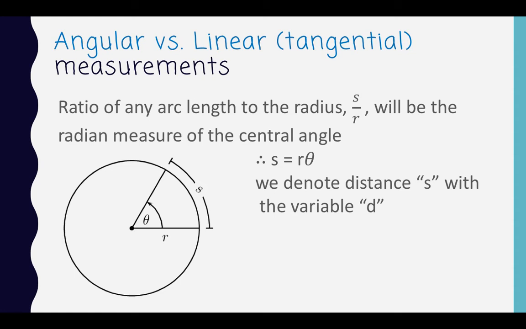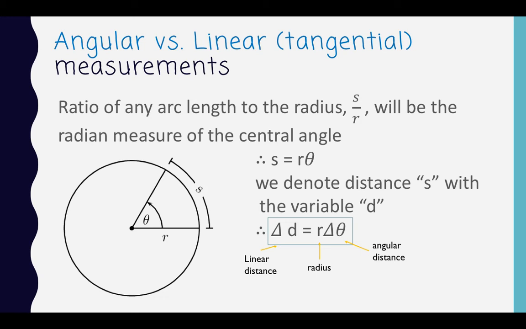We denote distance S with the variable d. So d is equal to R times theta. And the change in distance is equal to R times the change in theta. And theta is the angle measure, but not in degrees. It must be in radians. So d is linear distance, R is the radius, and delta theta is the angular distance.